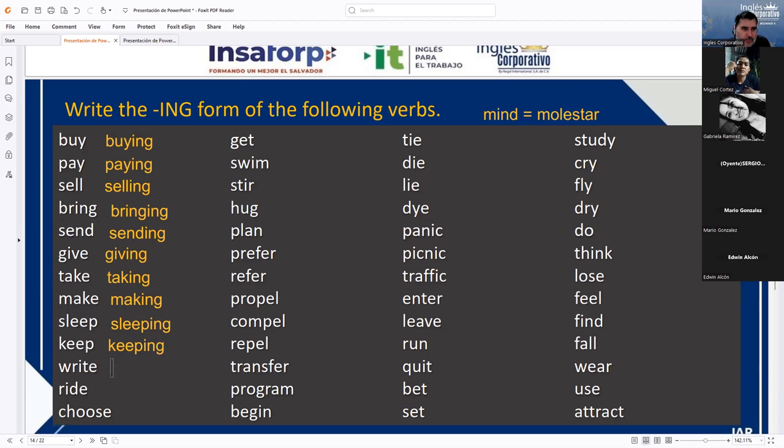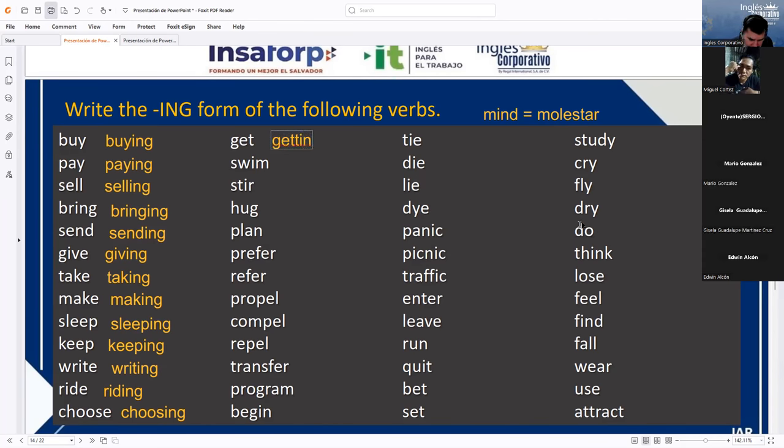Write, and choose. Drop the E, the same. Writing. Choosing. Get. What happens with get? Double the T. Excellent. Getting, TT. Swim, swimming, double M.